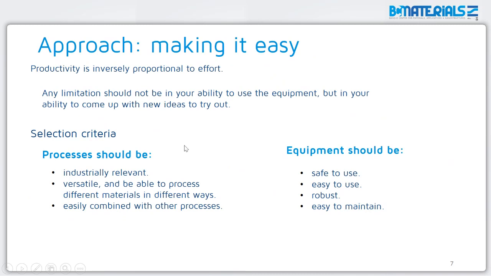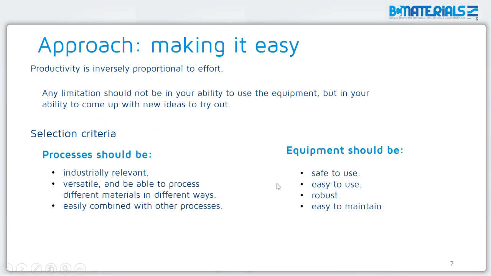For me, the processes should be industrially relevant, should be versatile, so that you can use them with a different range of materials, and they should be easily combined with other processes. Mix and matching processes is very important, because it allows you to do a lot more things, to make more advanced things, to try newer ideas, and to be more original.